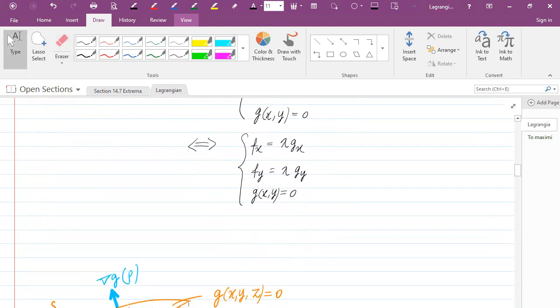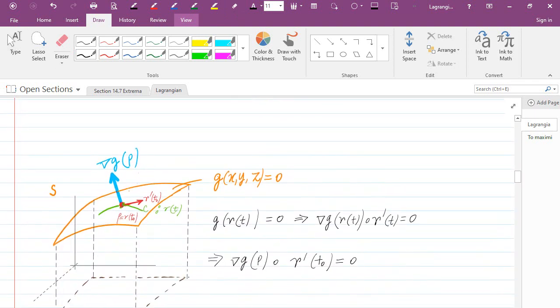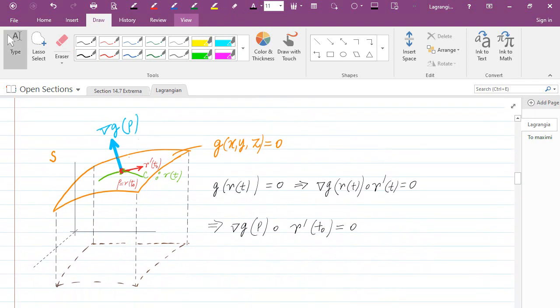Okay, so I'm going to stop here, and in the next video we will be looking at the case of three variables.